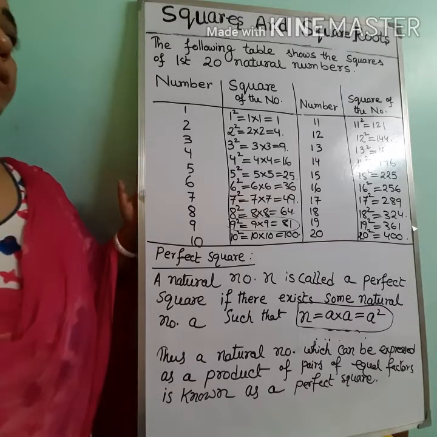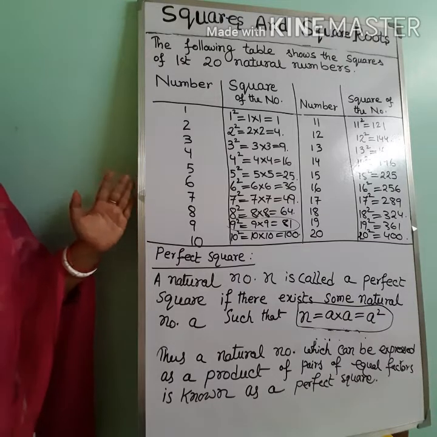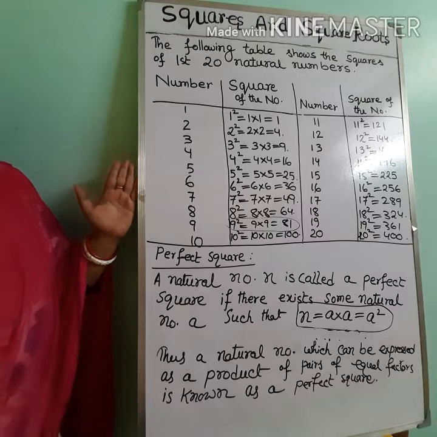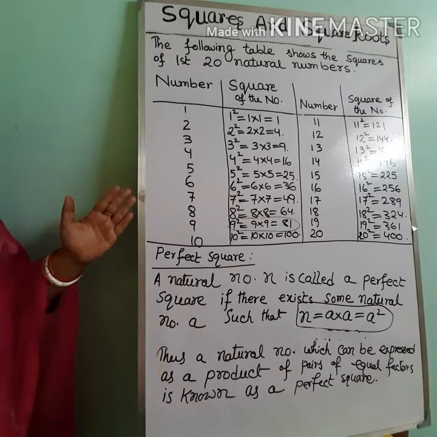So from the table it is clear that the natural numbers 1, 4, 9, 16, and so on up to 400 are the squares of the natural numbers 1, 2, 3, 4 up to 20.